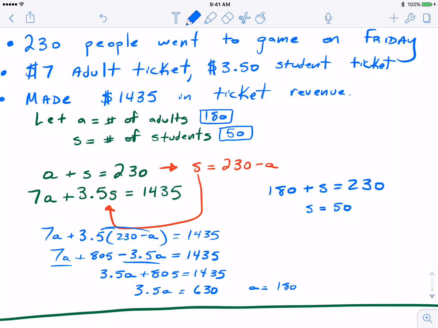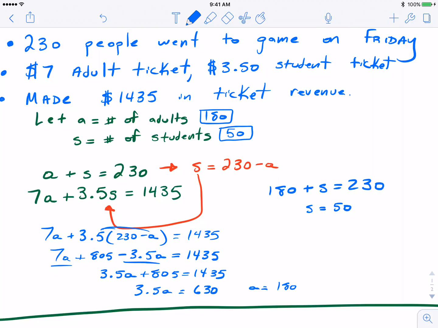What I also want to go over in this would be in part 3. So we're going to use the same scenario, but in part 3 of your project, it obviously includes different numbers than part 2, but we're going to pretend here the part 3 uses the same numbers. I want to go over the Desmos application. So I'm going to type in a plus s equals 230.